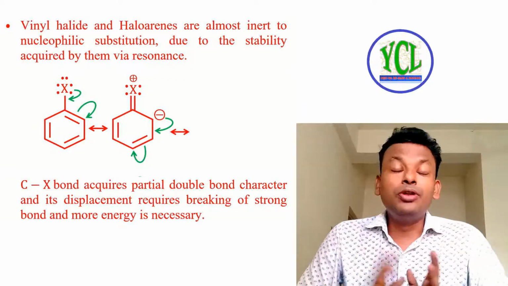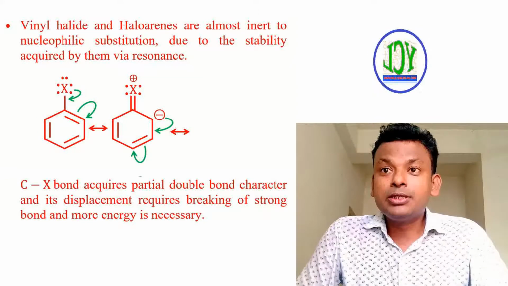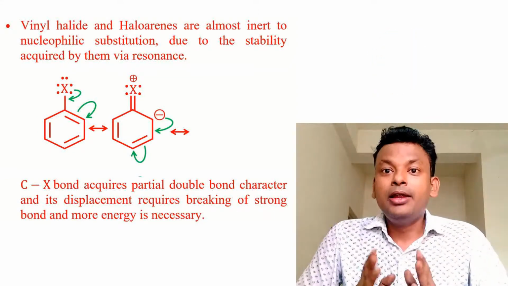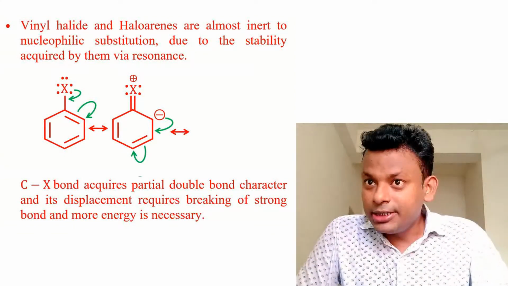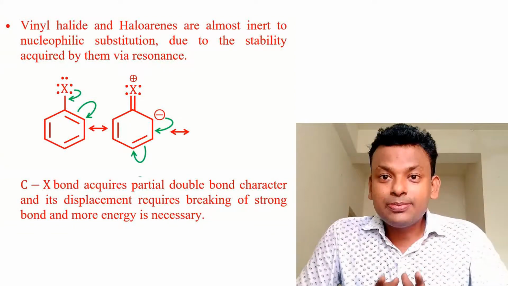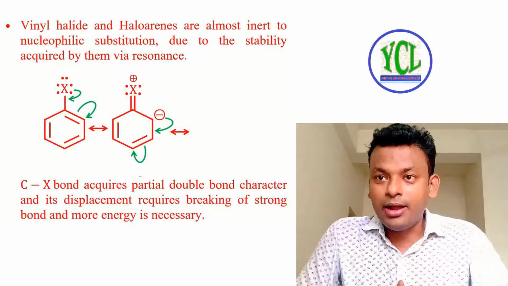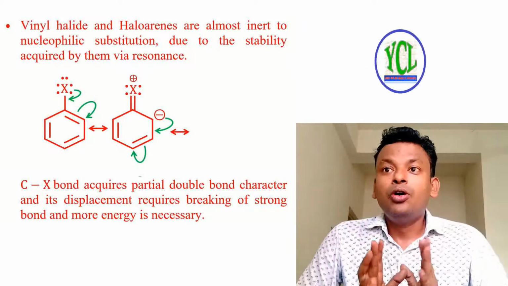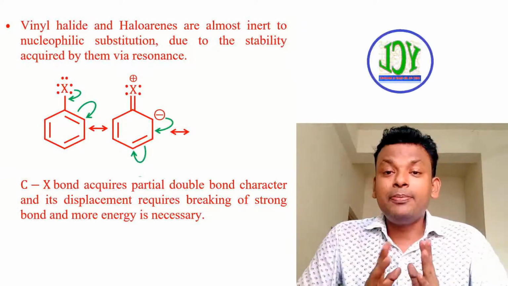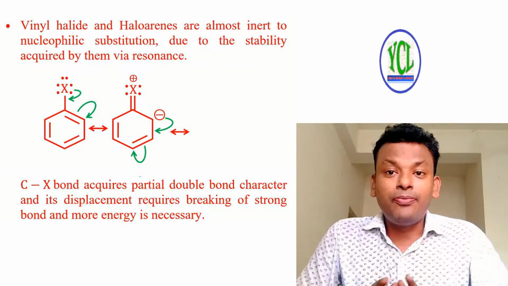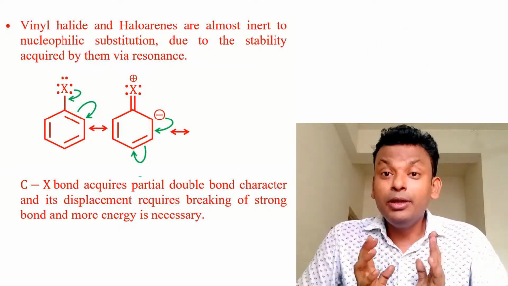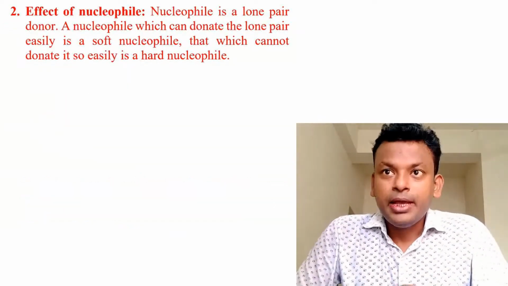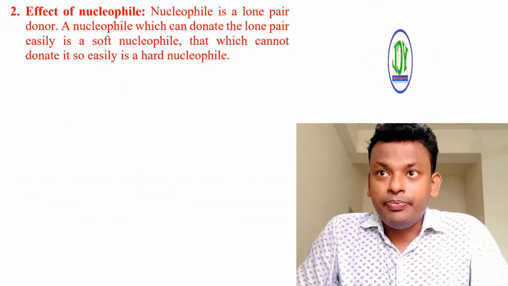So why are aryl halide or vinyl halide inert to nucleophilic substitution? Because here the C-X bond has partial double bond character due to the resonating structures. So the C-X bond is stronger and needs more energy to break. So aryl halide and vinyl halide do not undergo SN2 or nucleophilic substitution reaction. Next, the second factor: effect of nucleophile.